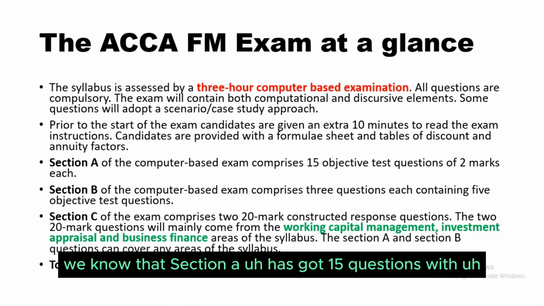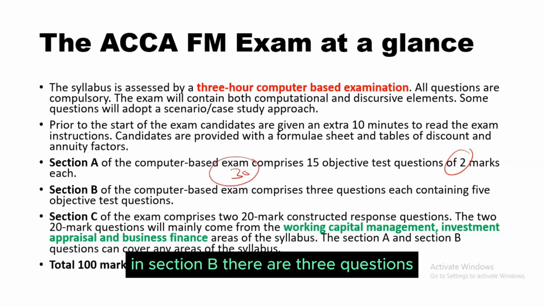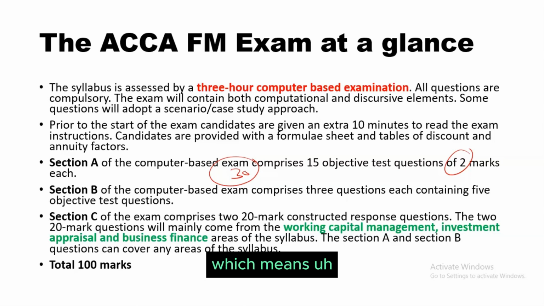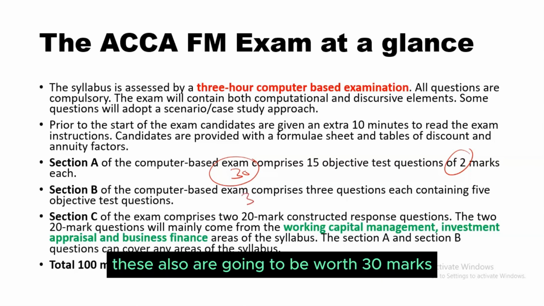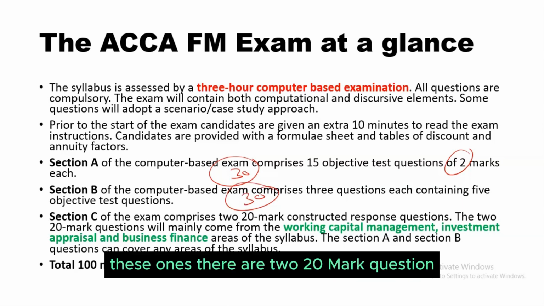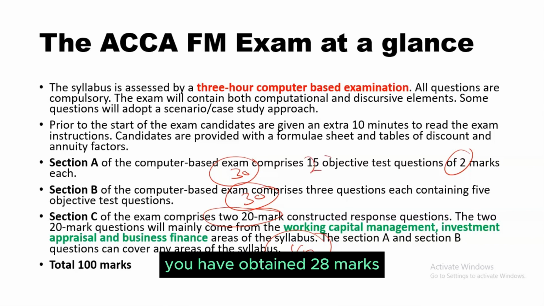For example, we know that section A has 15 questions which are worth 2 marks each. So in section A, you are required to score 30 marks. In section B, there are 3 questions, each containing 5 objective test questions, which means these also are worth 30 marks. And in section C, there are 2 20-mark questions, which means they are worth 40 marks.